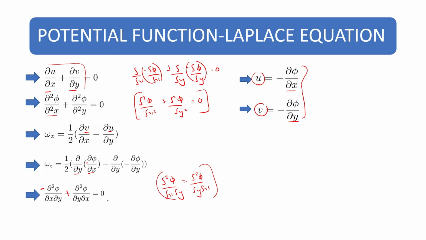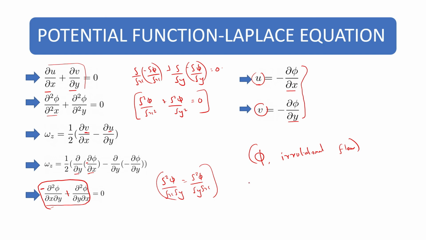So that means this will naturally tend to 0. So that means the existence of phi means that it is an irrotational flow. But existence of phi does not mean that it is a possible case of flow.